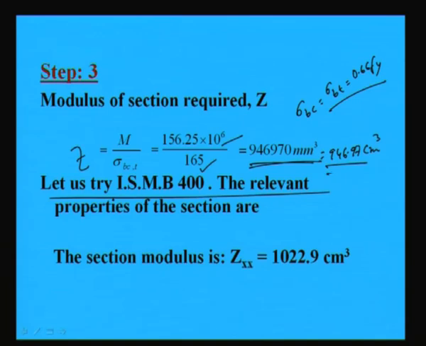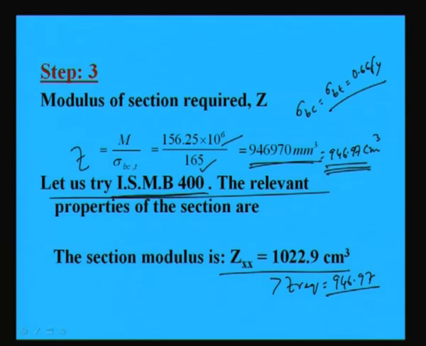So, with this we have to see what are the available sections which we can use here. With SP6 we can find that an ISMB 400 section will be relevant to use here. In case of ISMB 400, the section modulus is 1022.9 centimeter cube, which is a little greater than the required Z. Z required is 946.97, right.